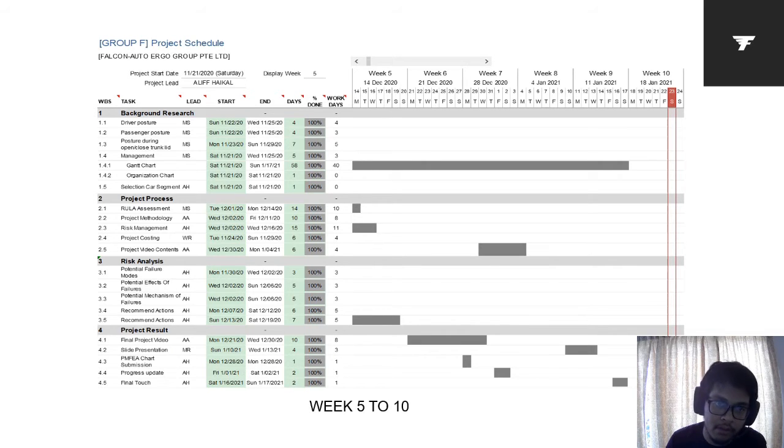Around 10 weeks is needed to finish this project. Although it can be summarized, we need to dig deeper and make our project as perfect as we can.